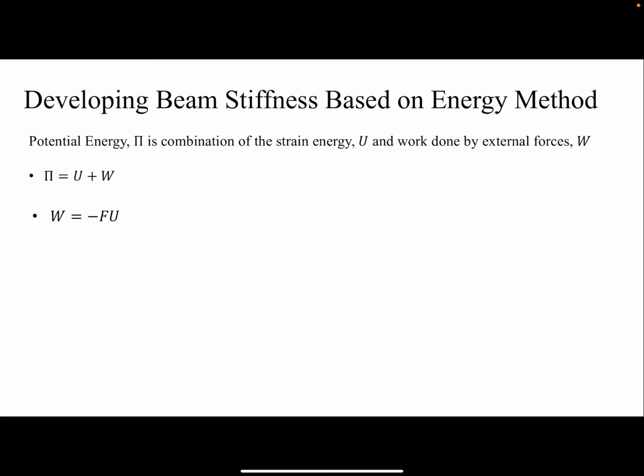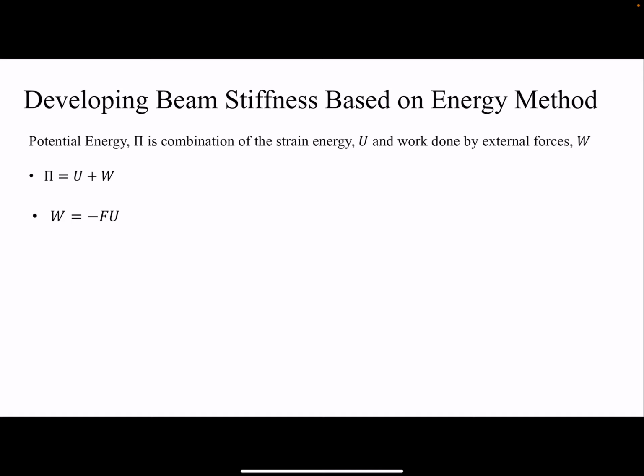Hello everyone, in this video we're going to develop the beam stiffness based on the energy method. We use the direct approach to find the stiffness matrix of bar elements or truss elements, but for beams we need to use the energy method. For that reason we have to find the potential energy, which is the combination of the strain energy and the work done by the external forces.